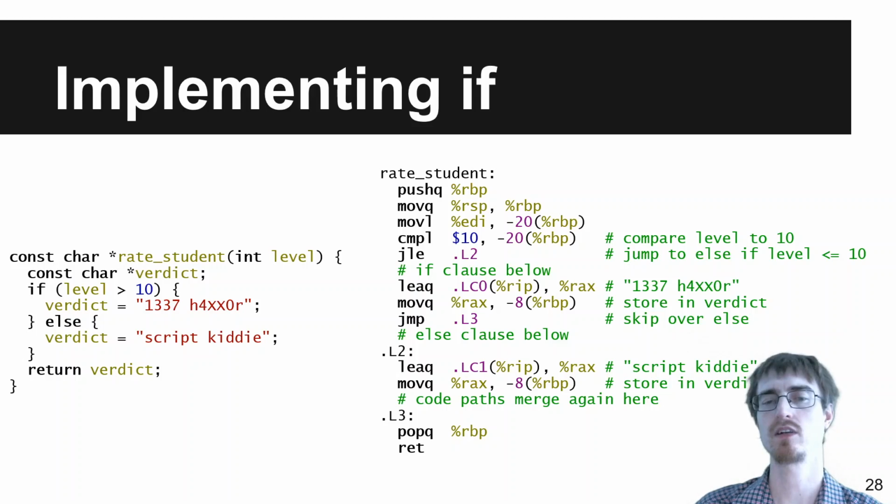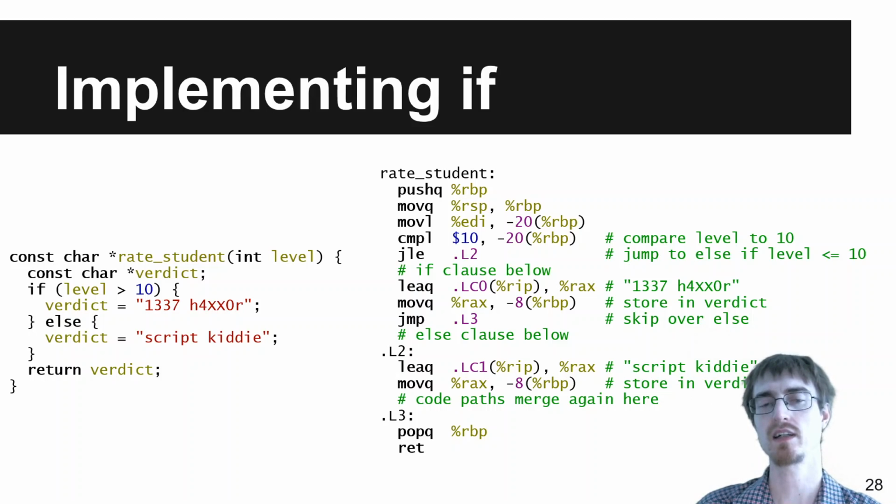So then let's take a look on the right-hand side. We have the function rateStudent. It starts off with some junk that we will consider later. But the takeaway from that junk is that it stores the parameter in RBP minus 20. So then the next instruction is the actual comparison. We have a compare instruction with a constant 10 and the location where the level was stored. So we compare, that is, we subtract 10 from the level, and then we have a conditional jump.